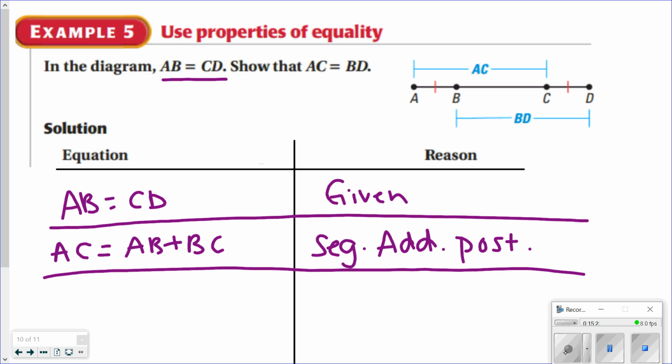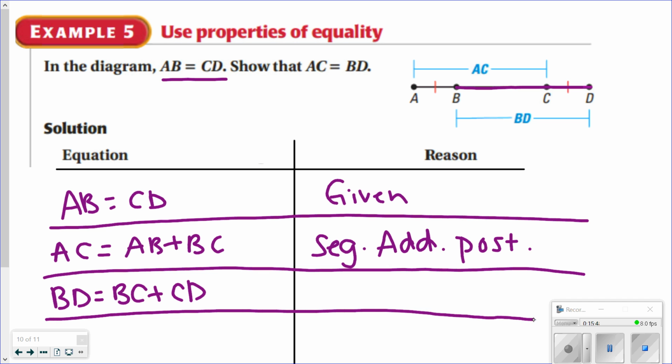Next, let's look at BD. What two smaller segments make up segment BD? Well, it would be BC, which I'm going to highlight, and CD. You add those together, you then have segment BD. So let's write that down. BD is equal to segment BC plus CD. And what's the reason? Once again, it's the segment addition postulate.